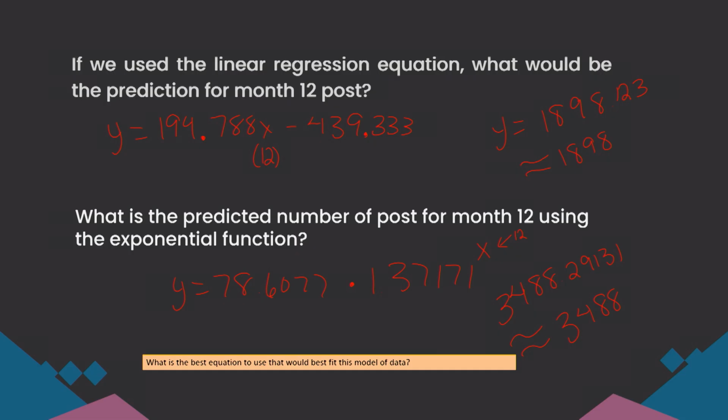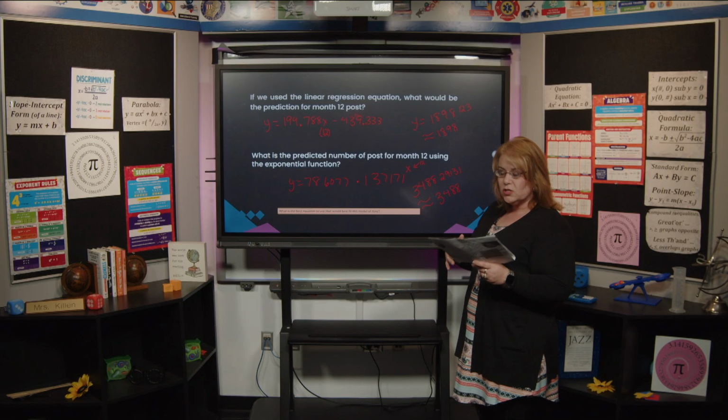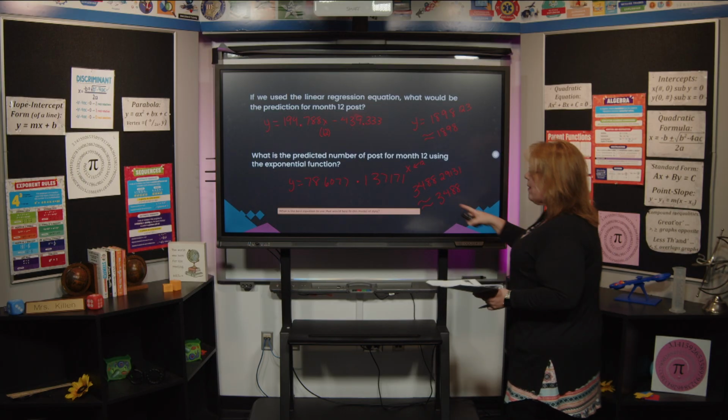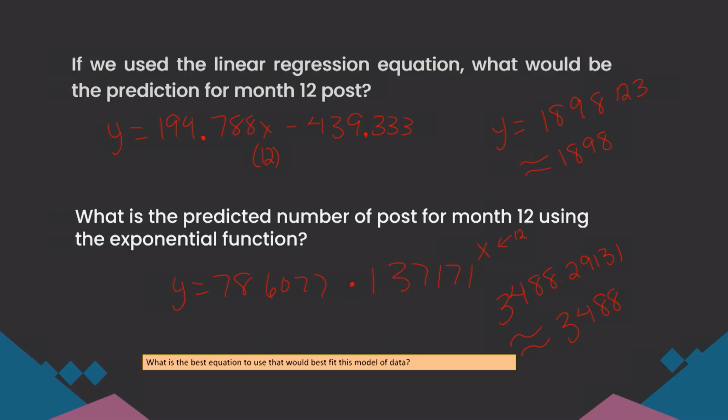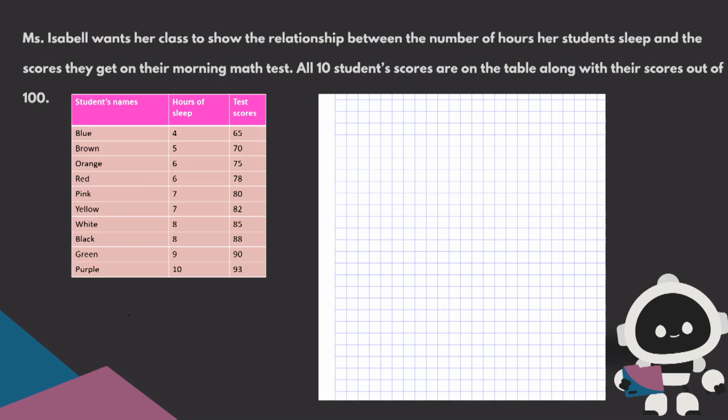So this is how we are looking at these linear regressions and these exponential regressions. Then the bottom asks us, what is the best equation to use? Obviously, it's going to be our exponential. So our exponential is really the one that is best fit for this situation.